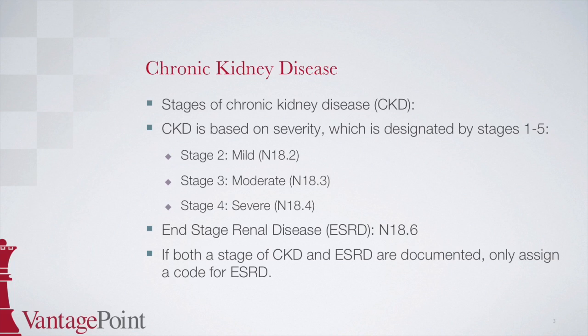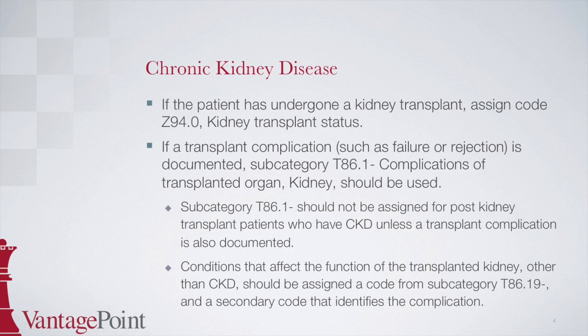If documentation contains a stage of CKD and also ESRD, you're only going to code for the ESRD as that's the most severe. With ESRD, there is an instructional note in the tabular stating, use additional code to identify dialysis status, which is code Z99.2. Code Z94.0 is for kidney transplant status and should be used as a supplementary code if appropriate.